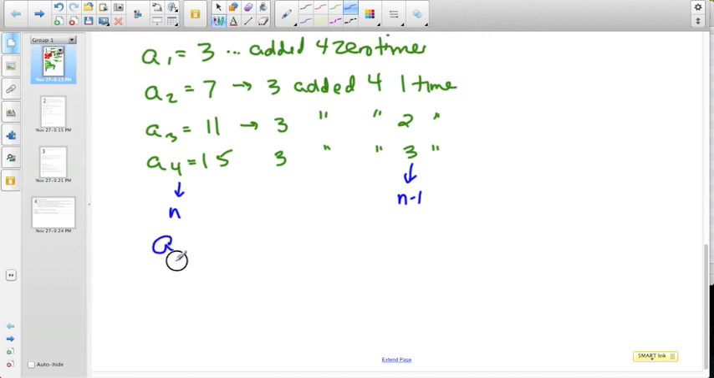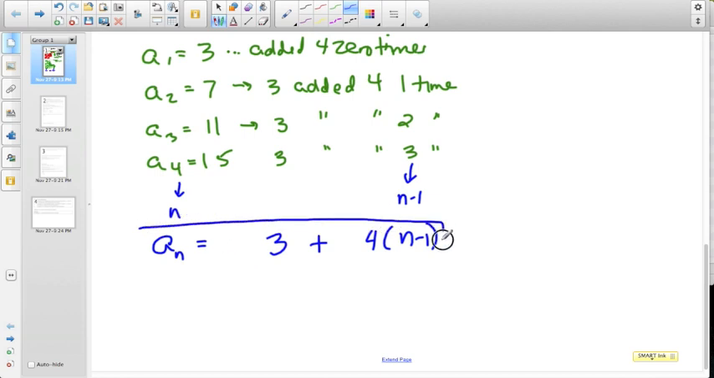So if we want our nth term in the sequence, which would be a sub n, we can take 3 and we can come up with a symbol for add, and we're going to add 4 one less time than we are out in our sequence. So here is our expression for the nth term.